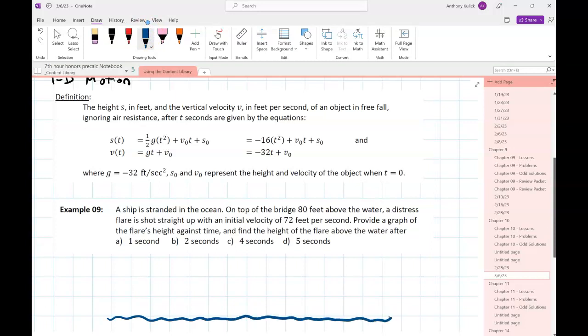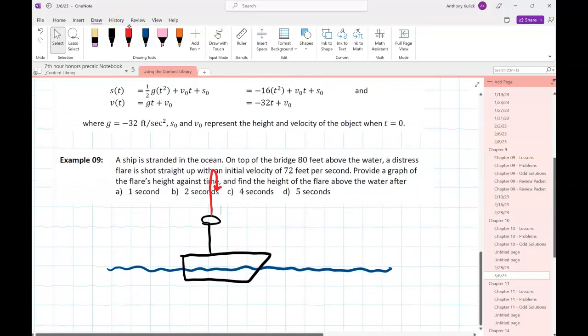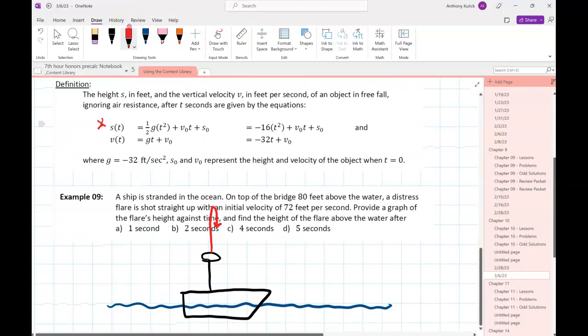So let's just sketch a little picture of what's going on. So we have some water. Here's my boat. There's the top of my bridge. And then I'm shooting a flare straight up and down, right? So are we going to be using the position equation or the velocity equation for this? What is the question asking for?